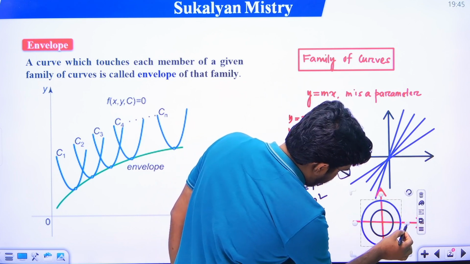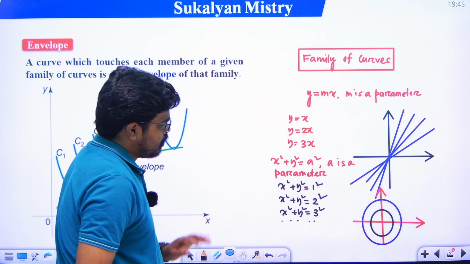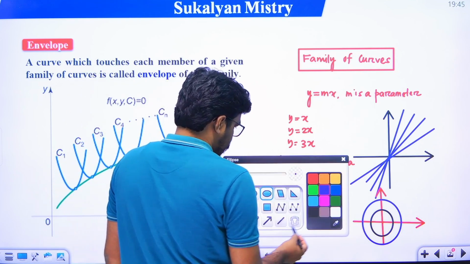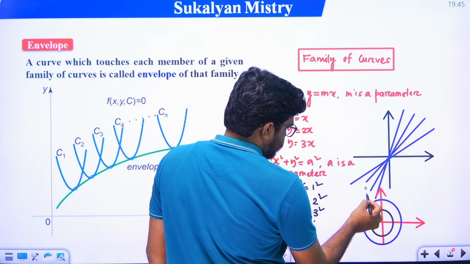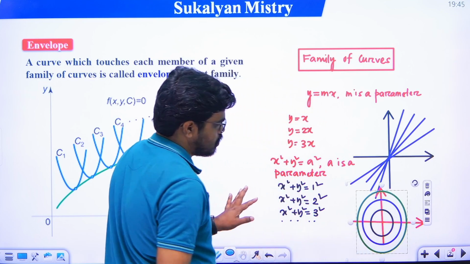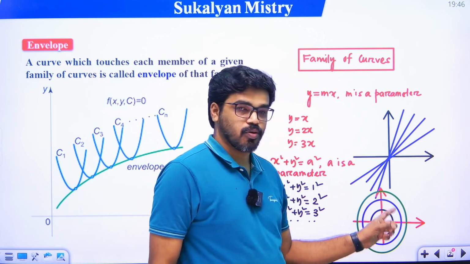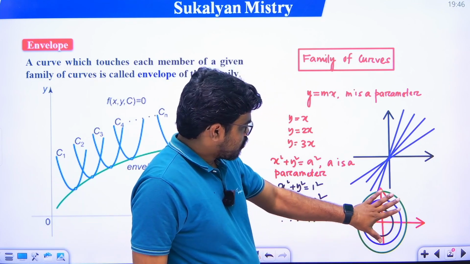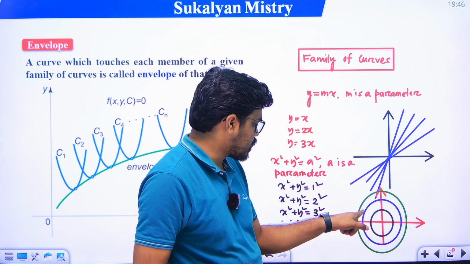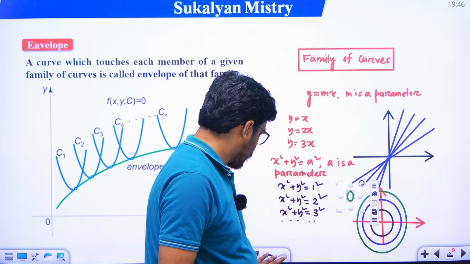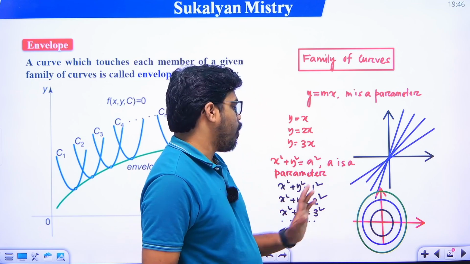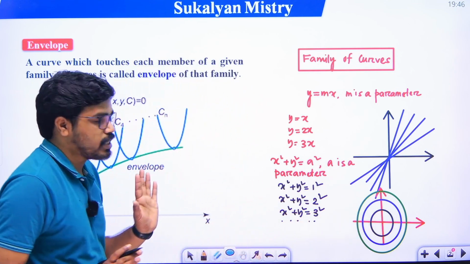If you put a is equal to 3, that is x square plus y square is equal to 3 square. That means the center of the circle is at the origin and radius is 3. So we get concentric circles. So this is called family of curves. This is a circle of radius 1, this is a circle of radius 2, this is a circle of radius 3. So this is the family of curves. Is it clear?